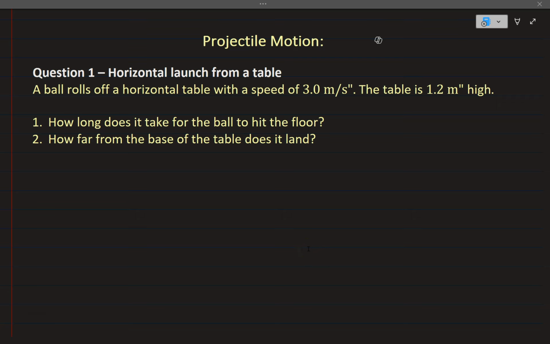Projectile motion. That's the lesson for today. We're going to do 3 questions. The first question will be a little bit easier. Then the next 2 questions will be a little bit harder.